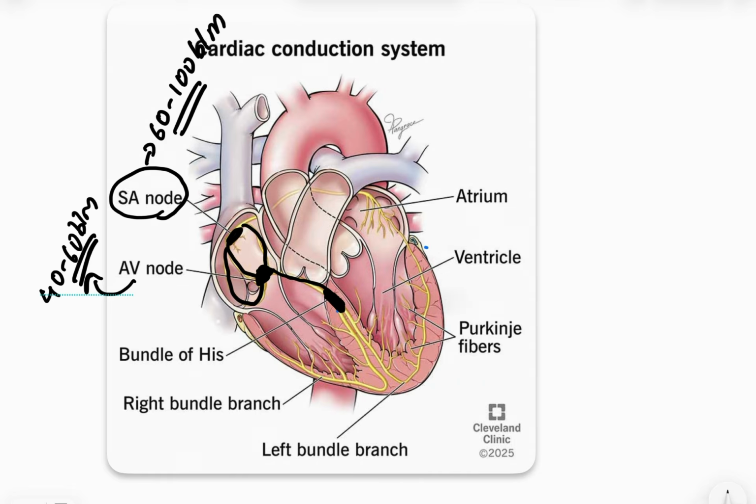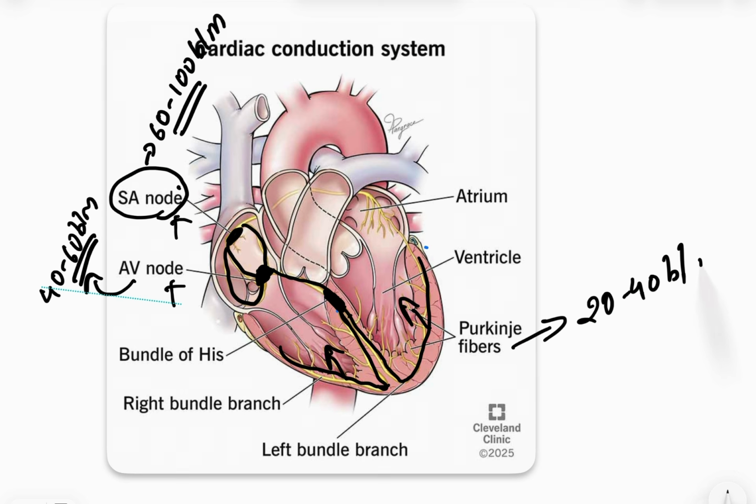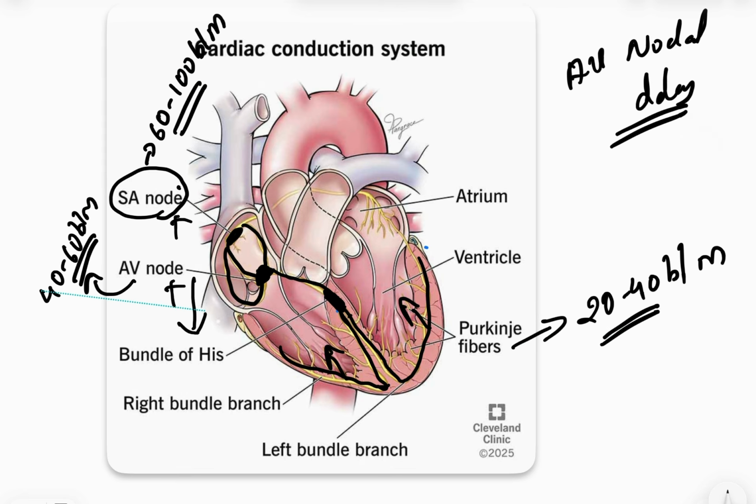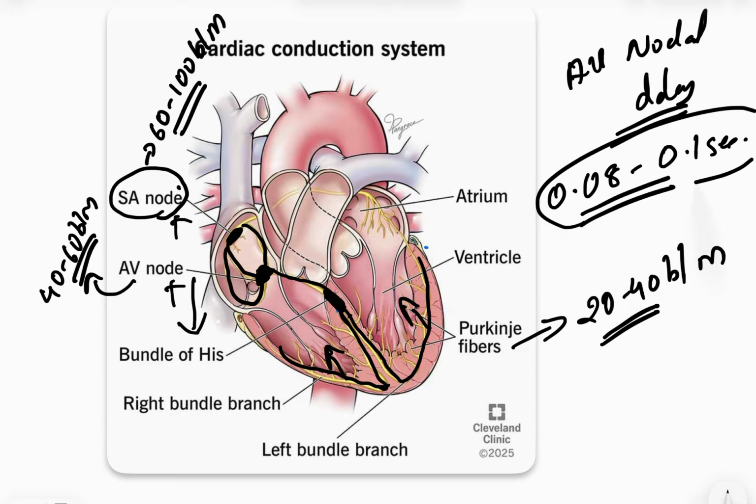The bundle of His will transfer the impulses to the Purkinje fibers, and the Purkinje fibers help in the contraction and relaxation of the heart. If the SA node and AV node fail, Purkinje fibers can also generate impulses, 20 to 40 beats per minute. There is a time gap between the impulses transferring from the SA node to the AV node. This is called AV nodal delay, which is 0.08 to 0.1 seconds. Very important.